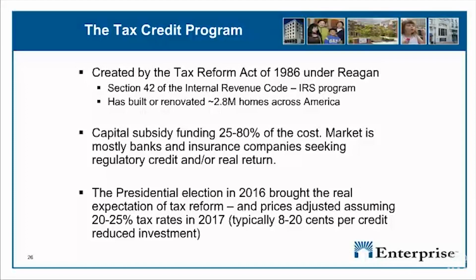But the market shifted dramatically with the presidential election in 2016 because investor expectations about the future of tax policy and the concerns around tax reform caused folks to reprice the investments. So prices immediately after the election adjusted downward, assuming tax rates of 20 to 25%. And that carried on through 2017, resulting in 8 to 20 cents per credit less investment in the deals. That, of course, had a huge shock on the system, and many folks were saying, hey, the tax rates haven't changed. Why are prices coming down?